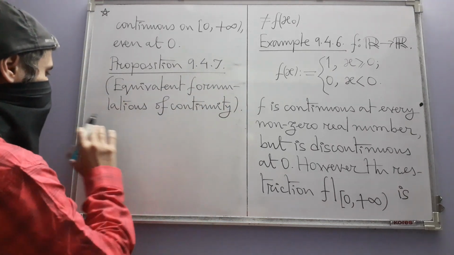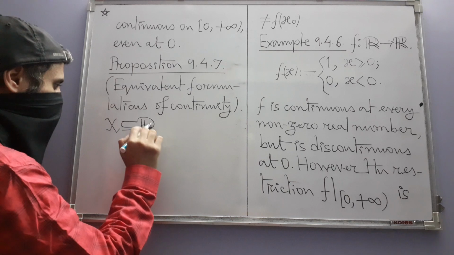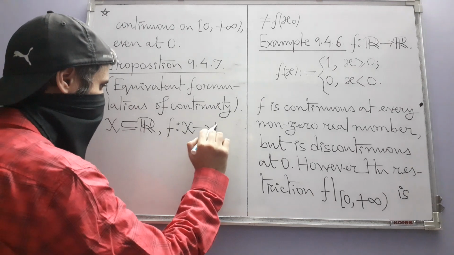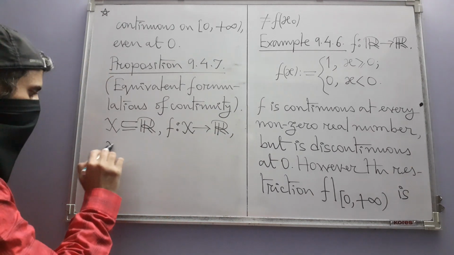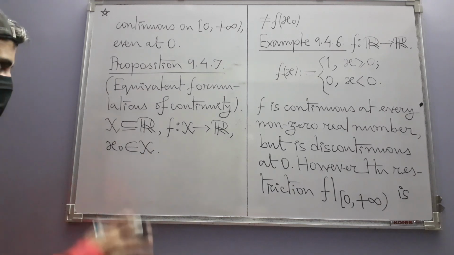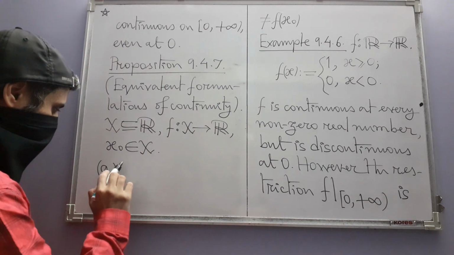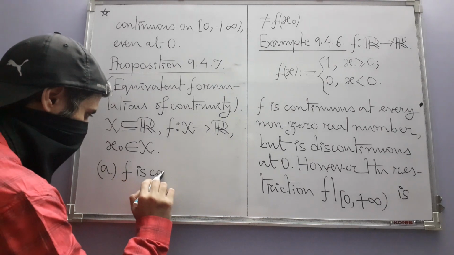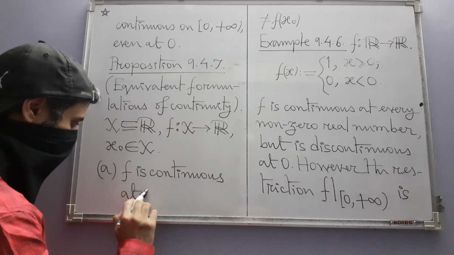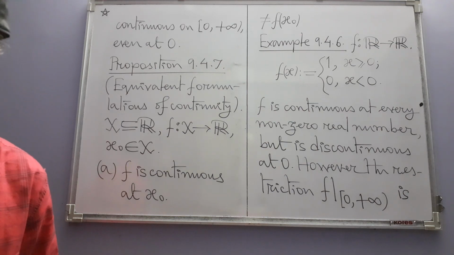So the setup of course is just this. X is a subset of R and f is a function from X into R and x naught is a point in X. Then the following three statements are equivalent to one another. Statement A, f is continuous at x naught.